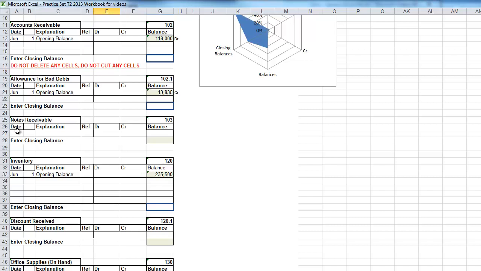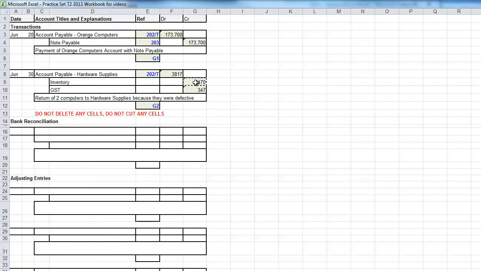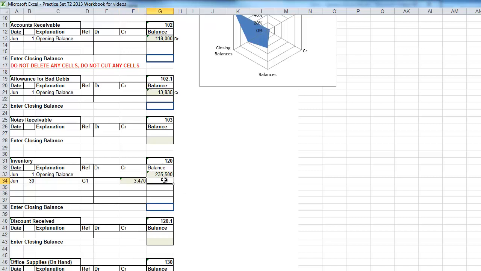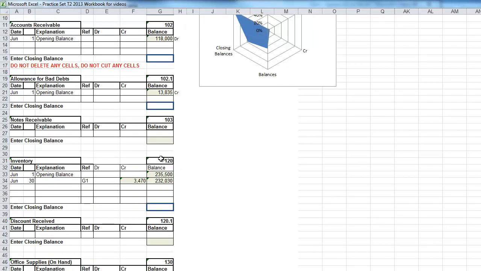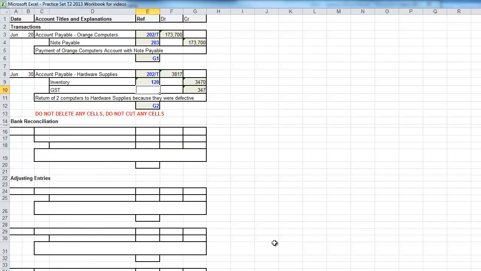I can say that again. Inventory is an asset, it's a current asset. On June 30, G1, it fell, so a credit, by $3470. Again, so we've got the opening balance less what it fell by, now 232 and 30. So 120 we can put in the general journal. Now it's probably quicker for you just to write in there 120.